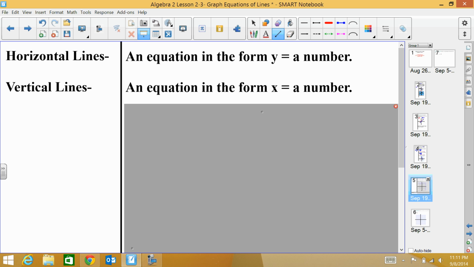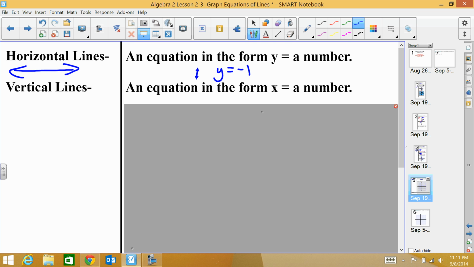Okay, a horizontal line is an equation in the form y equals a number. So for example, if I had y equals -1, that would be the equation for a horizontal line, which goes from side to side like this. So let's delete this line so we don't get confused.